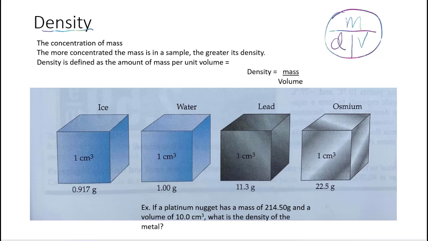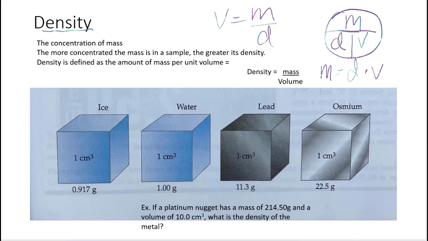So you can cover up, if I wanted to find mass, for example, cross that out, mass is equal to density times volume. See how they're next to each other? That means density times volume. If they're next to each other, that's multiplying. Or if I wanted to find volume, cover up volume, volume is m over d, so mass divided by density.